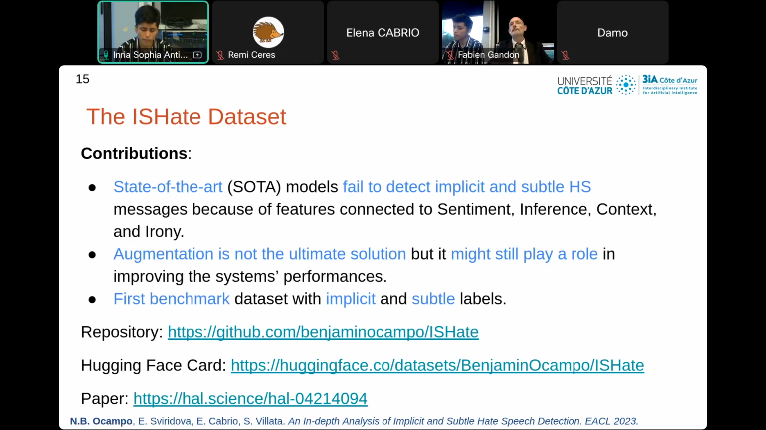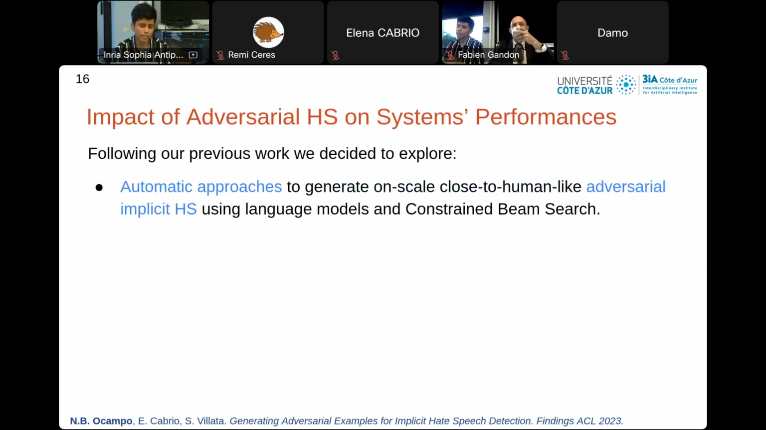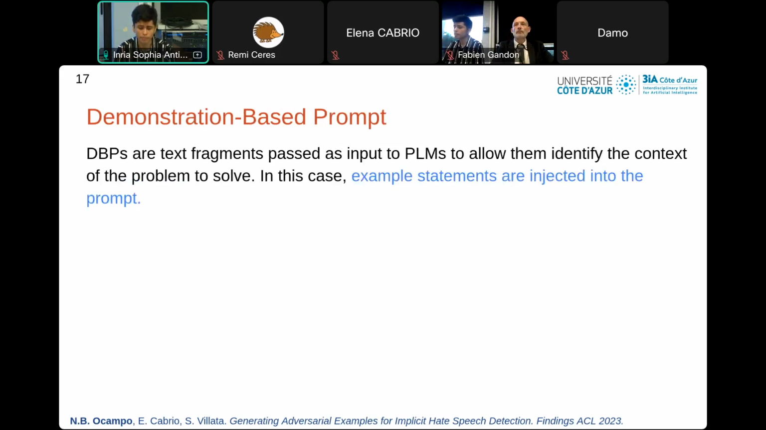After this, we wanted to explore a bit more the part of the augmentation. So we thought, okay, we can still get some improvement from this part. One of the things that we decided to explore was to generate implicit messages which were adversarial. Adversarial means that they challenge a specific hate speech detector. And we did so by using LLMs.